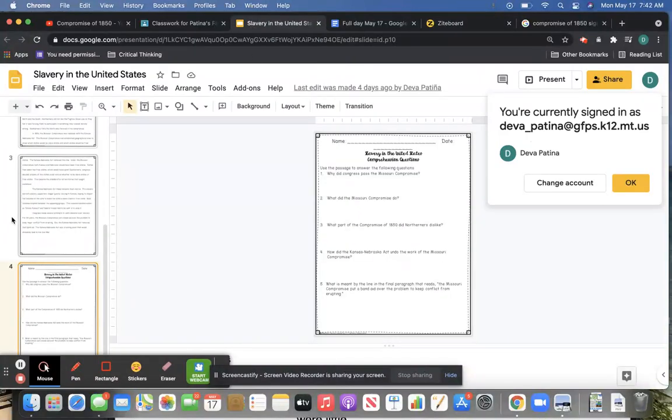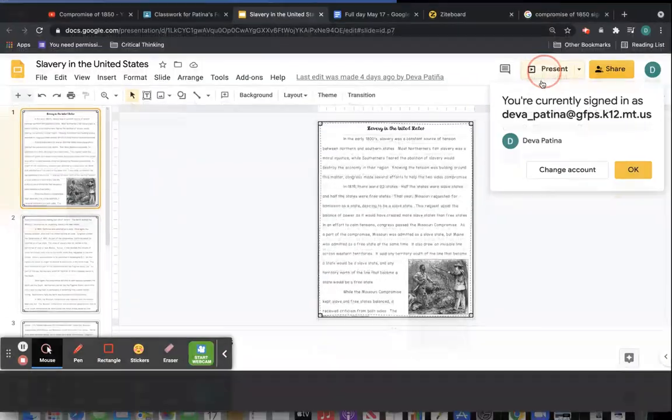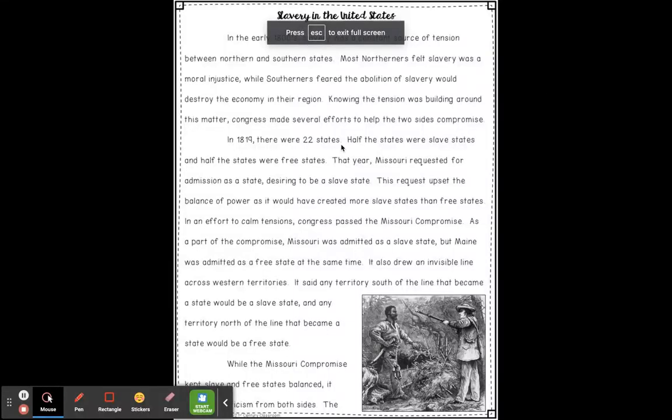All right, so now we're going to read a little bit about slavery in the United States. You also have this on Classroom. I'm going to read it along with you, and then I would like you to reread it by yourself as well. So it says, in the early 1800s, slavery was a constant source of tension between northern and southern states. That means they were fighting about it a lot.